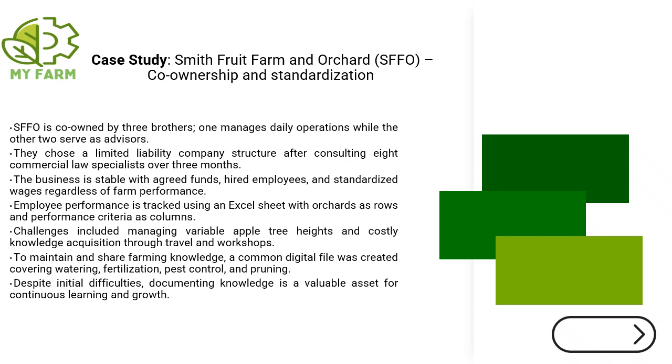Meanwhile, co-ownership gave the farm more bargaining power when purchasing inputs and negotiating distribution contracts. Overall, the success of Smith Fruit Farm and Orchard shows how collaboration and consistent standards can increase competitiveness, market access, and long-term sustainability for small and medium-sized agricultural operations.